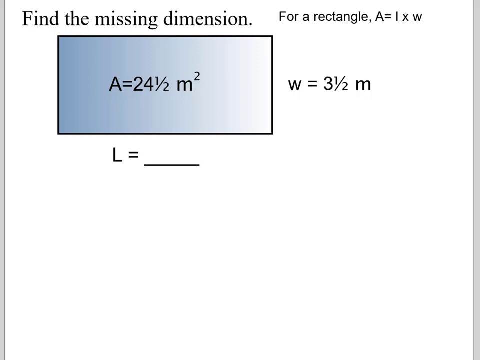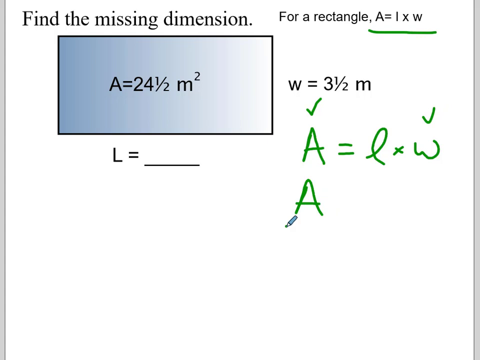Find the missing dimension. So this is an area problem. So for a rectangle, area equals length times width. Okay, so our area we've been given here is 24.5. Our width is 3.5. We want to find the missing length. So if we have this case, area equals length times width. Okay, we know the area, we know the width. If I want to find the length, this is a division case. So I can go area divided by width should give me the length.